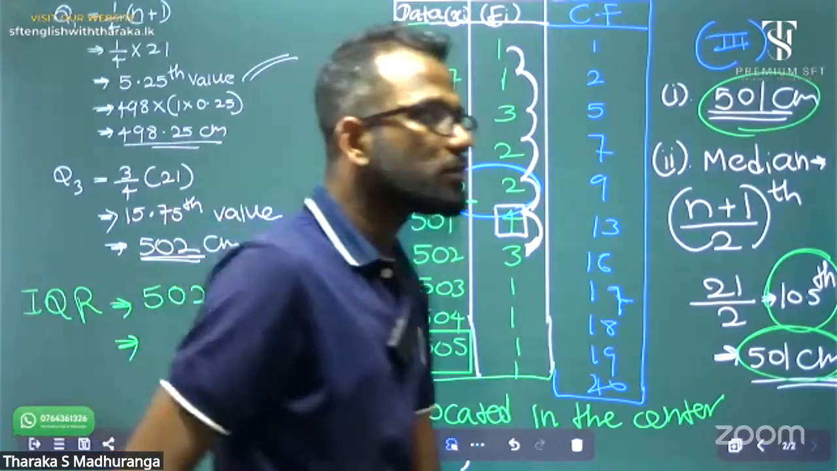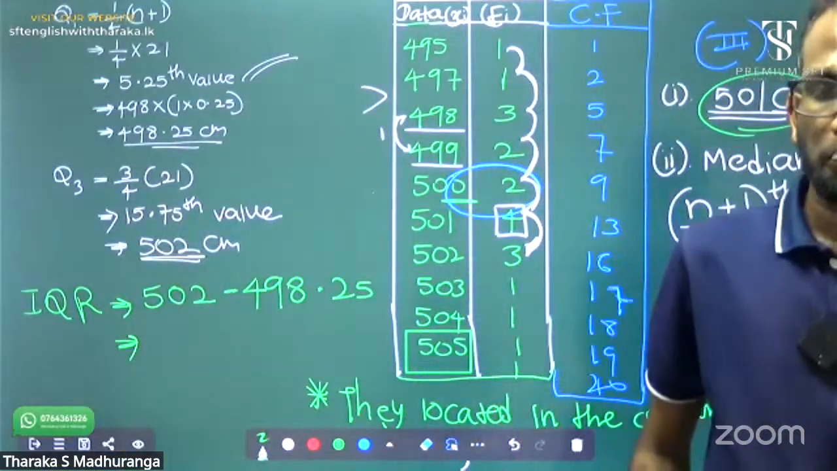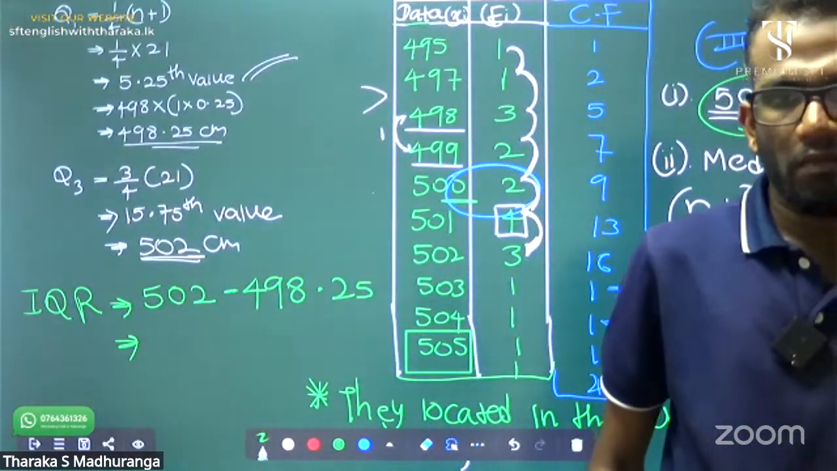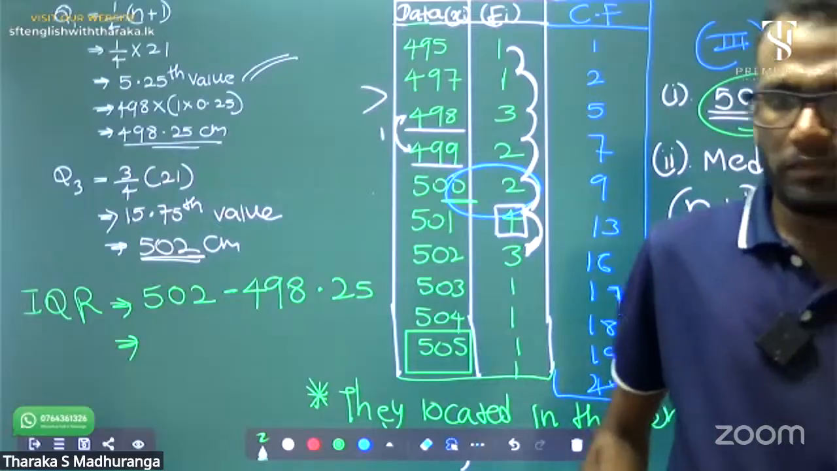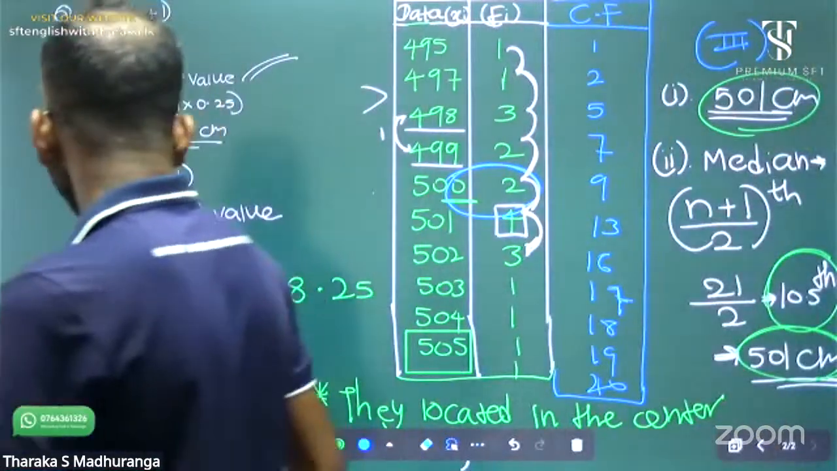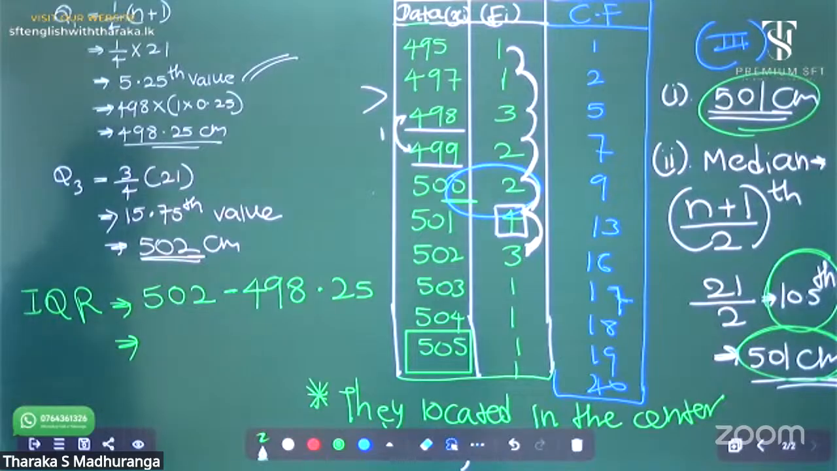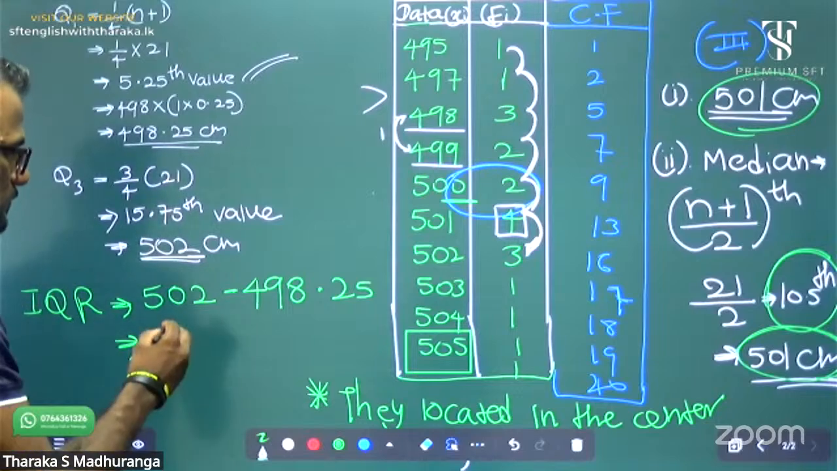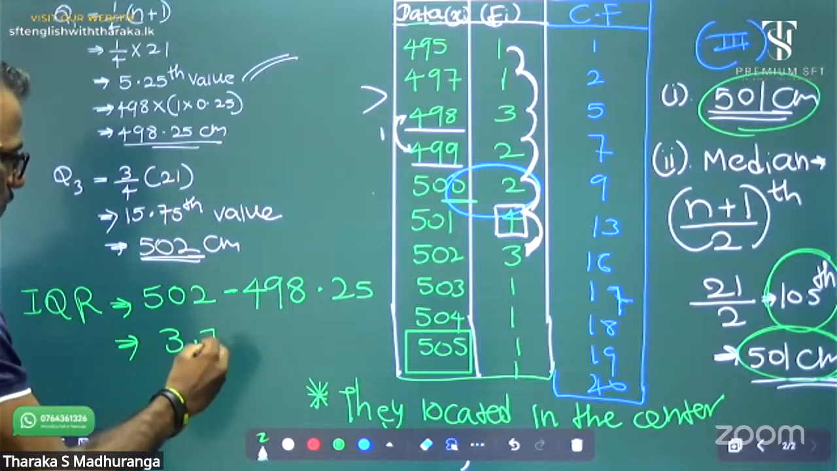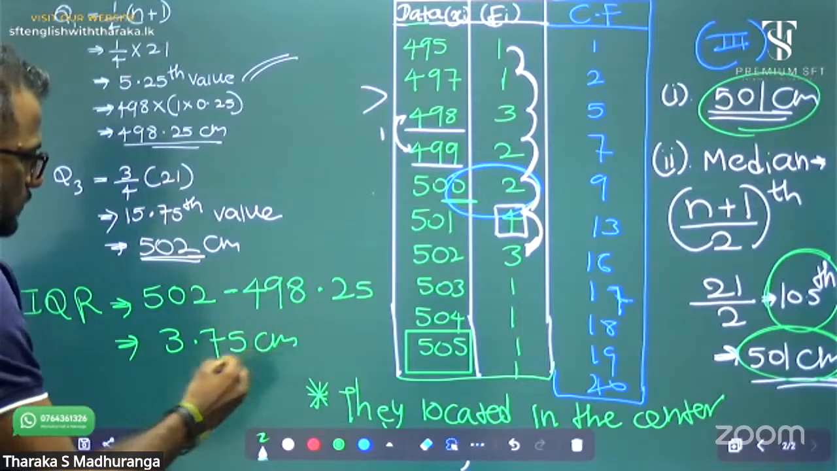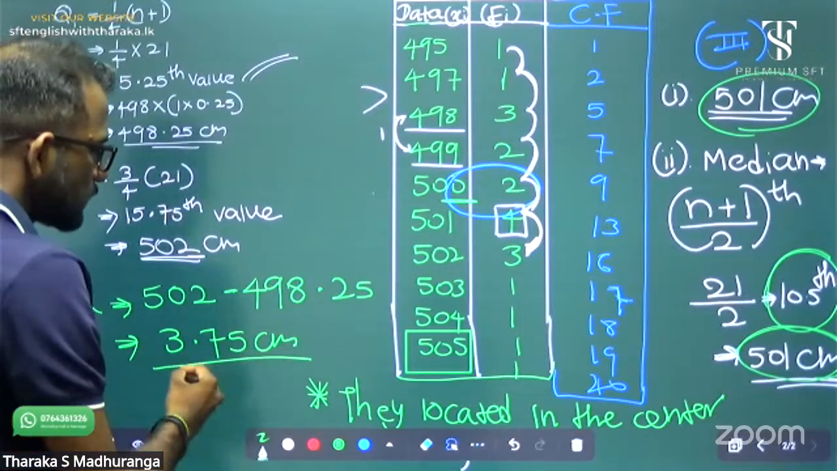You have to answer now. 3.75, right? This is the interquartile range.